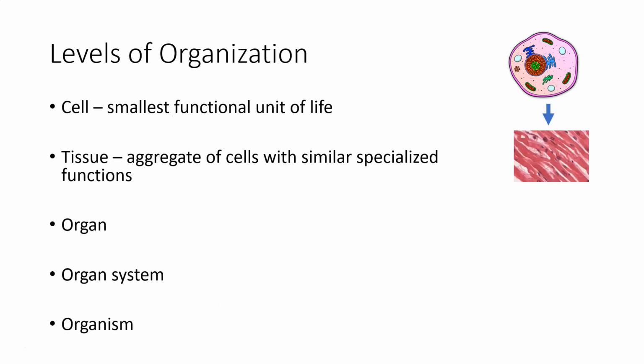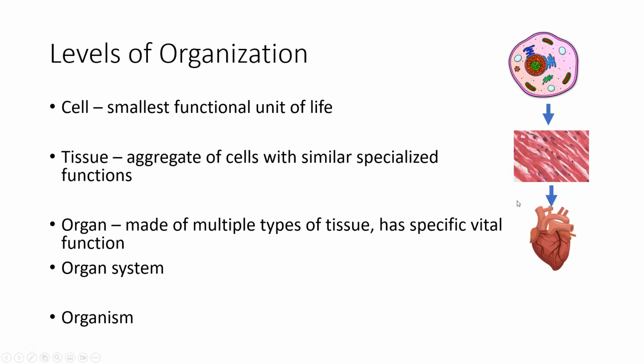And then cells who have a similar specialized function will aggregate into a tissue. For example, let's say this cell is a cardiomyocyte. A bunch of cardiomyocytes will get together and form myocardial tissue, or that tissue of the heart. This tissue then will come together with other types of tissue to make an organ, and this is something that has a specific vital function, much like the heart is a pretty vital organ.